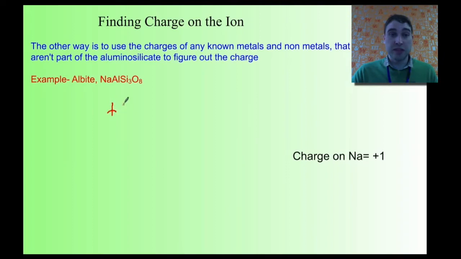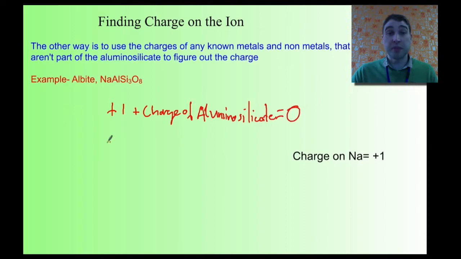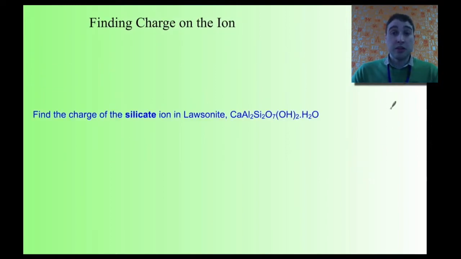So if we have +1 plus the charge of, in this case, an aluminosilicate, has to equal 0. So our sodium is our +1, so then the charge on the aluminosilicate has to be equal to -1. So our charge over there would be minus, and our charge for the sodium would be plus. So we'll do another example.